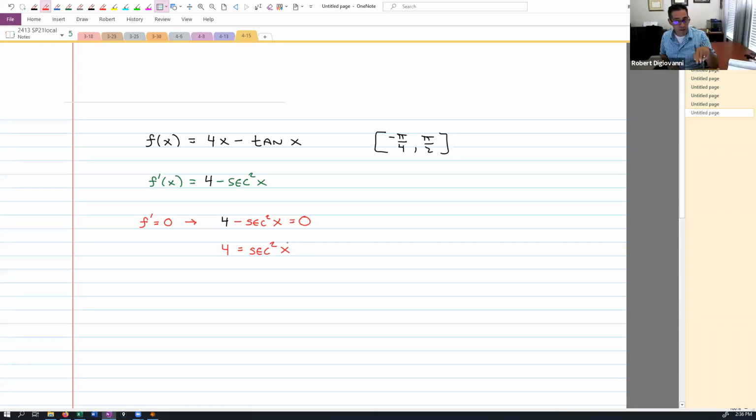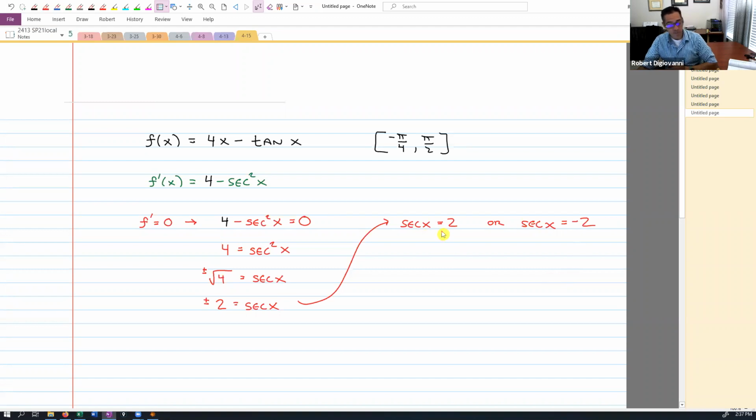So now I'm going to take the square root on both sides: plus or minus the square root of 4 equals secant x. That kills off the squared on the secant. Plus or minus the square root of 4 is the same as plus or minus 2. So what this means is that secant x has to be 2 or secant x has to be -2. You all agree with that?